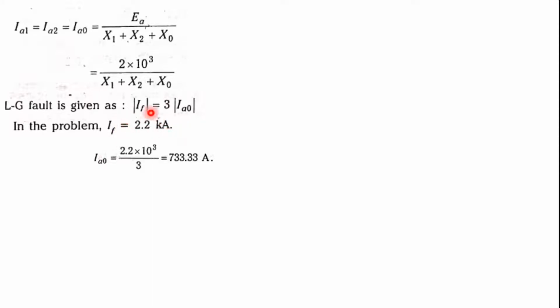Substitute this 2.2 kiloamperes and find out what is I0. We will get 733.33. Substitute these values in this equation, because we already know X1 is given, it is 2 ohm, and we also calculated the value of X2, that is 0.434, and calculating X0, that is nothing but 0.253 ohms.